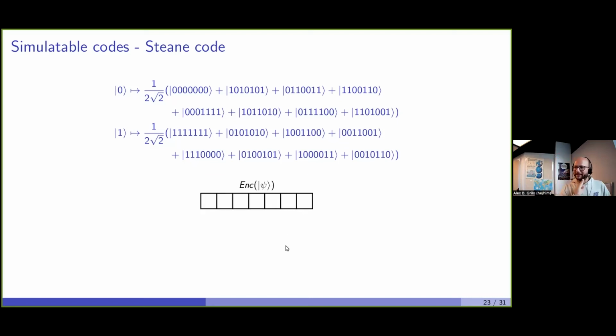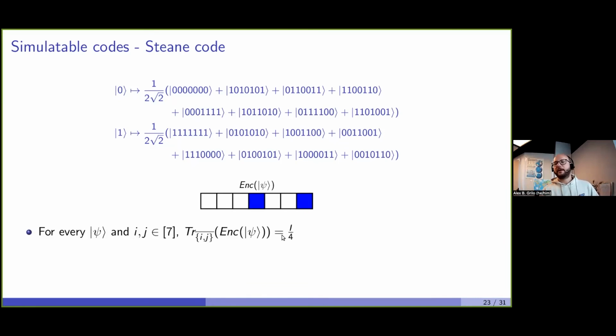But the property that one can check for the Steane code is that if you pick any 2 qubits of an encoding of some state psi, the state corresponding to these 2 qubits, no matter which qubits you choose, is the identity. So it's a totally mixed state. The reduced matrix of the encoding of state psi is fixed no matter which psi you choose.